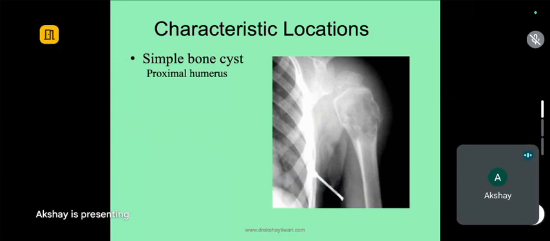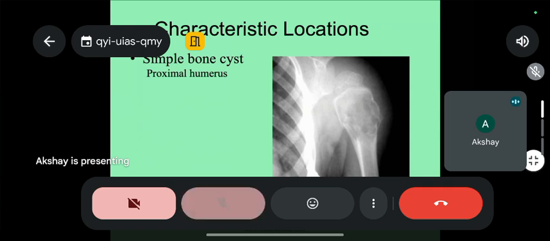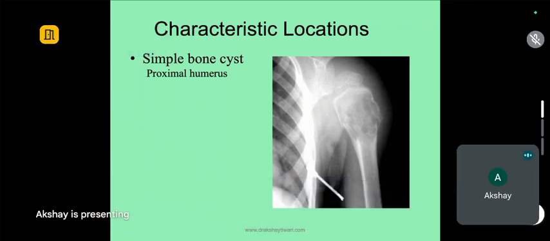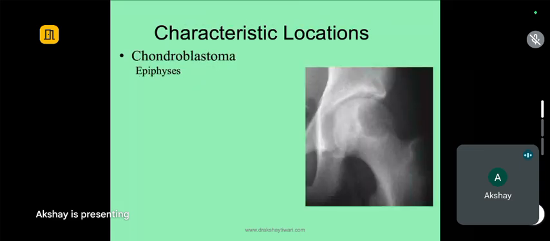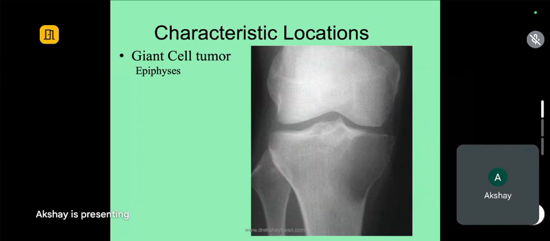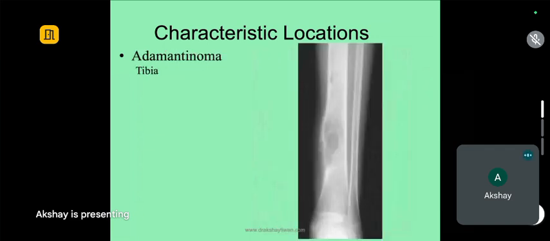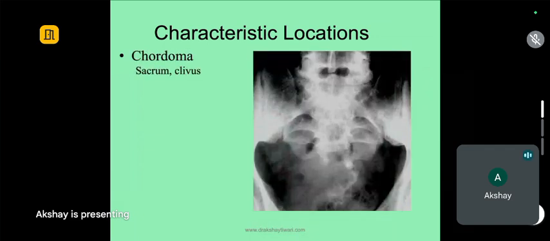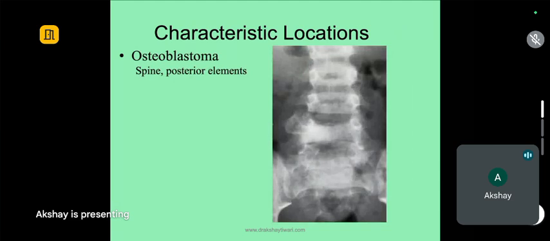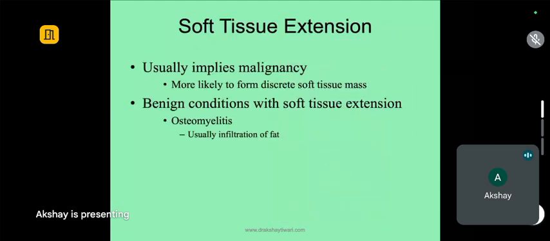Chordomas are typically seen in sacrum and vertebra, the cranial cervical junction, the two ends of the spine. So that is chordoma. And adamantinoma typically seen in tibia and mandible. These are two locations, right? Now epiphysis, this we have seen. Adamantinoma is in tibia, chordoma is in sacrum and clivus, osteoblastoma you can forget.